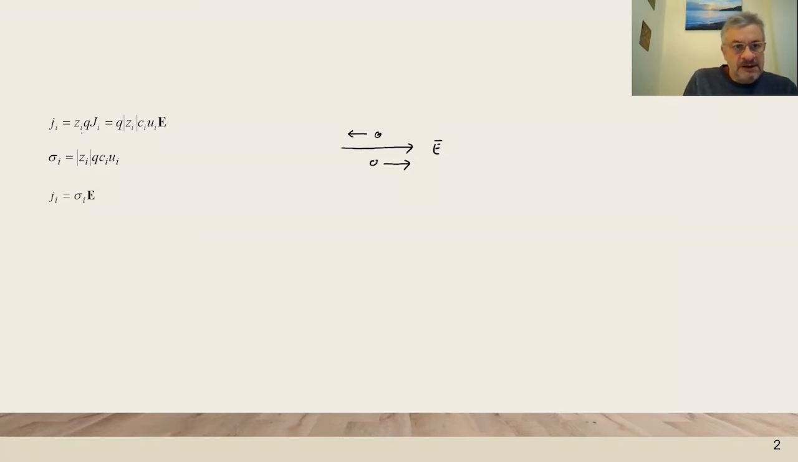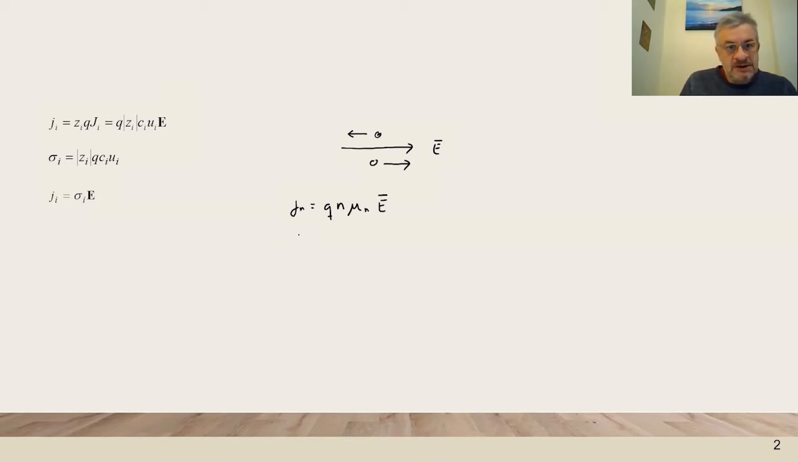Then the current is the electrical charge times the flux, and is the product of the electrical charge, the concentration, the mobility, and the electrical field. So that the current for an electron will be the charge, the density of electrons, the mobility of electrons, and the value of the electrical field. This will be the current.